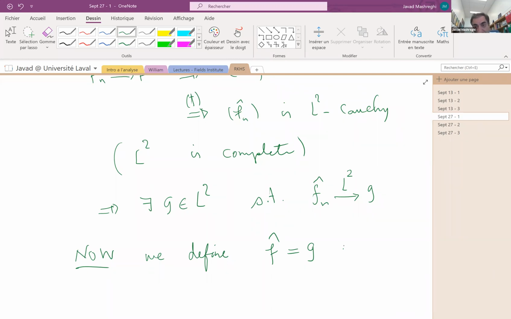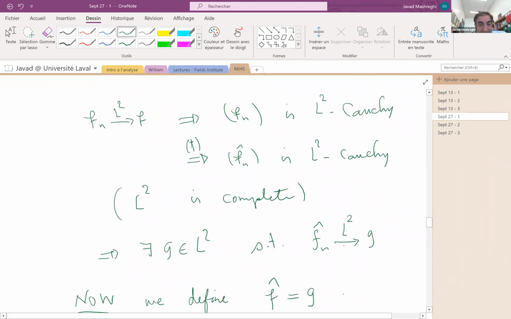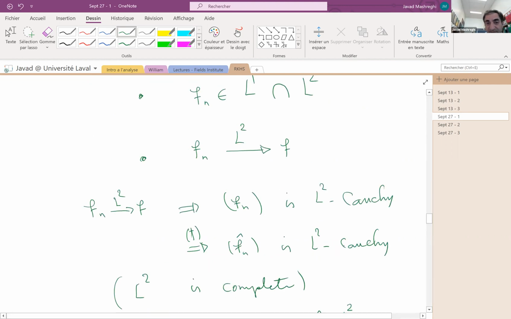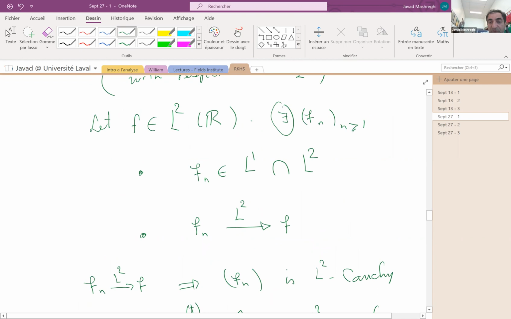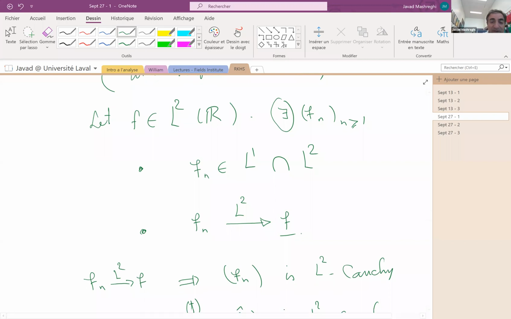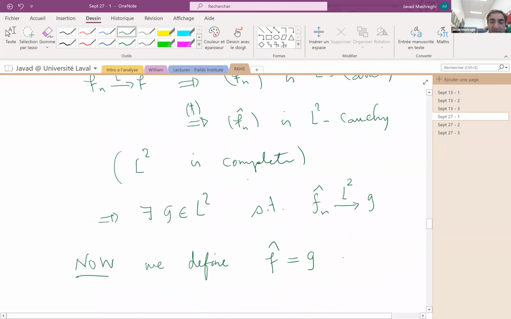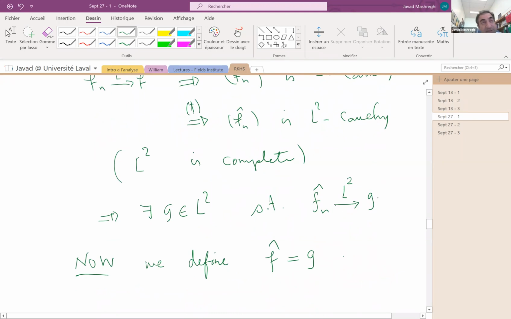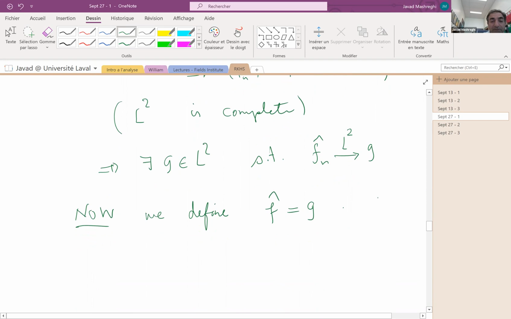Of course, there are some steps to be taken. One very immediate question which comes to our mind is why this limit g doesn't depend on the sequence we choose. Yes, there is a sequence which converges to F, but this sequence is not unique. There are other sequences in L2 intersection L1 which converge to F, and when we take the hat, do we get the same function g? This is the case, and I leave it again as an exercise.